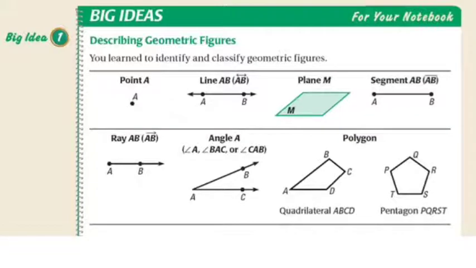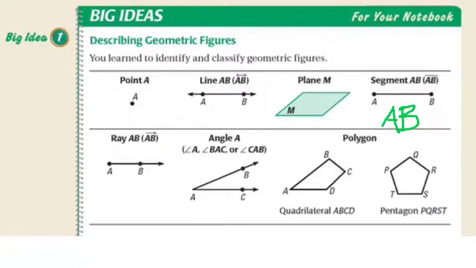So we focused on three main ideas in this chapter, and the first big idea was just describing all different types of geometric figures. So you should be an expert at naming points, lines, planes, segments, and then also don't forget about the length of a segment, or the distance between 2 points, is just written as the two endpoints with no bar on it. Also how to name a ray, and how to name angles.